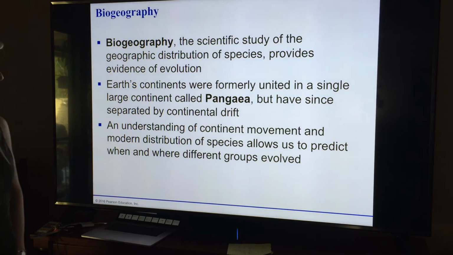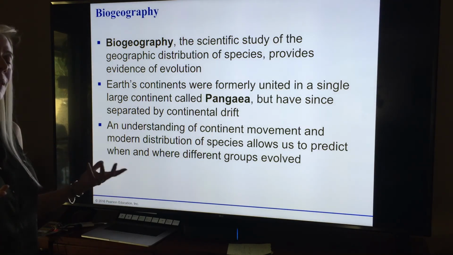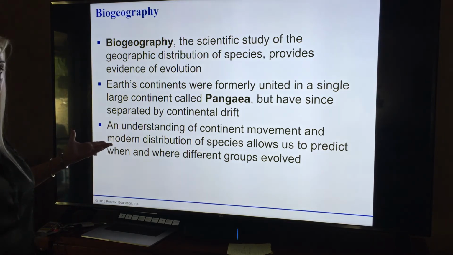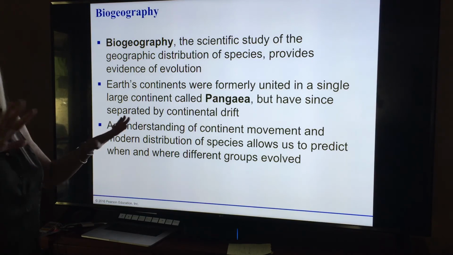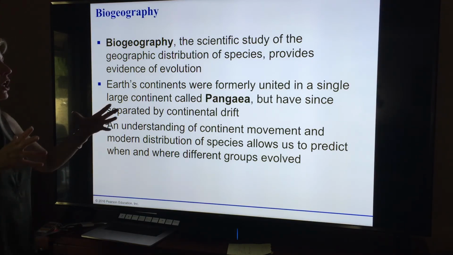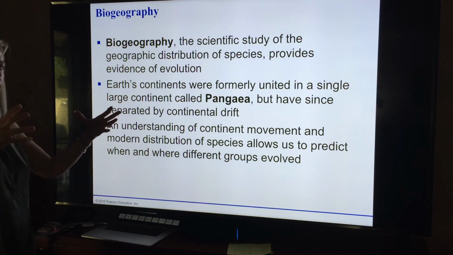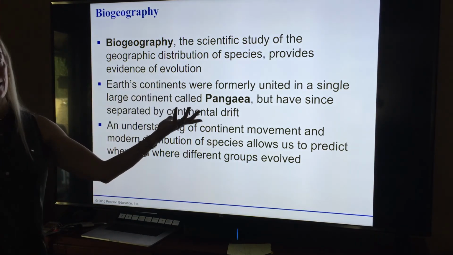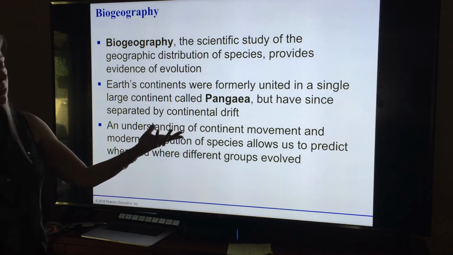The Earth's continents were formerly united. We know this because we understand the concept of plate tectonics. They're moving around because we've heard of things like earthquakes and volcanoes because we have plate tectonics. So we had this big, huge continent called Pangaea, but have since separated into these 7 continents we know and love today.